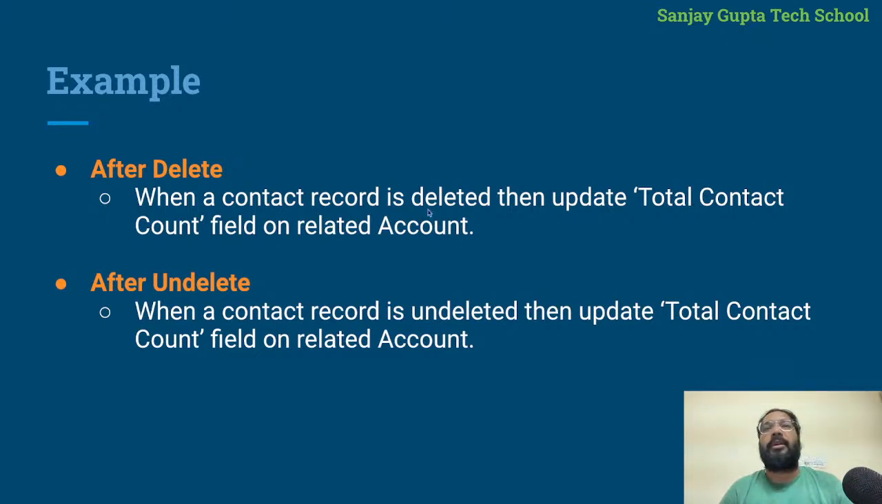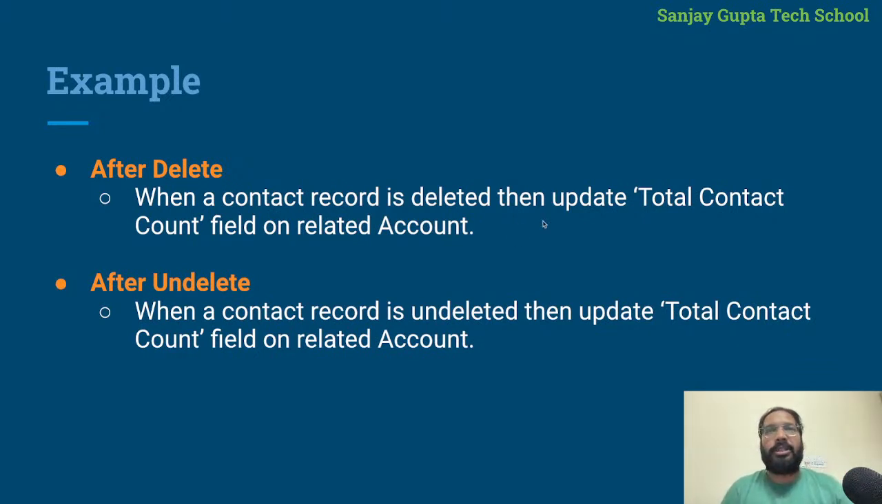Right? When a contact record is deleted, then update the total contact count field on the related account. So we are assuming that whenever we insert a record, the count increases by 1. But if we delete one contact, it should decrease by 1. So it is kind of a roll up summary. First I'm going to explain delete, then undelete, and then I will implement insert as well. So it will be kind of a roll up summary at the end.